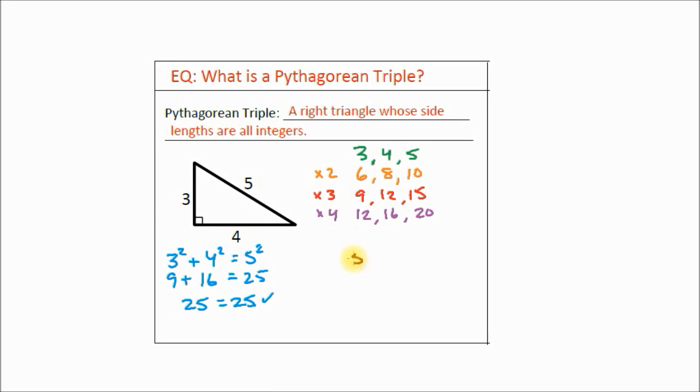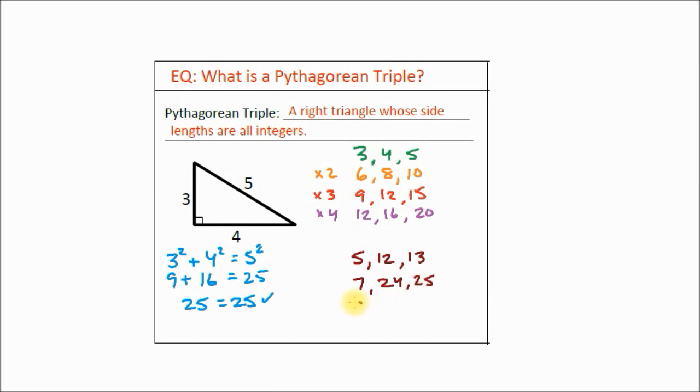Here's another one: 5, 12, 13. 5 squared plus 12 squared equals 13 squared. Here's 2 more you can write down: 7, 24, 25. If you know these, it can also help you to verify your answer. If you find the hypotenuse is 25 and you know the legs are 7 and 24, well, you know that you've got the correct hypotenuse.